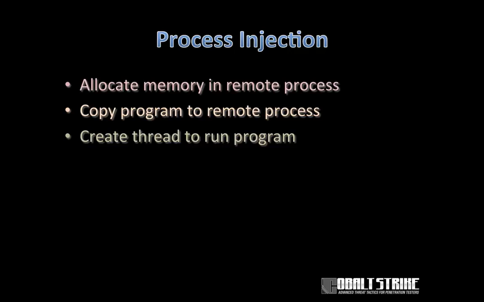The beacon payload allocates memory in a remote process, copies the program it wants to run in that remote process to it, and creates a thread in that remote process to run the program. And the program can mean a payload stager, it can mean the beacon payload, or some other capability compiled as a self-bootstrapping reflective DLL.